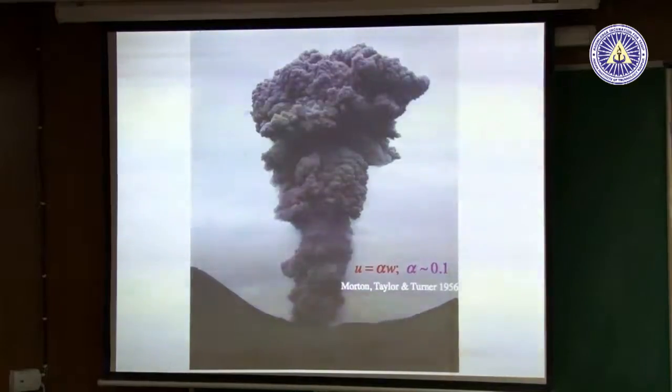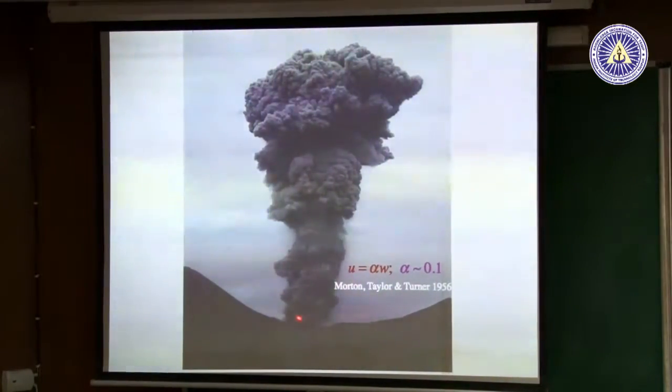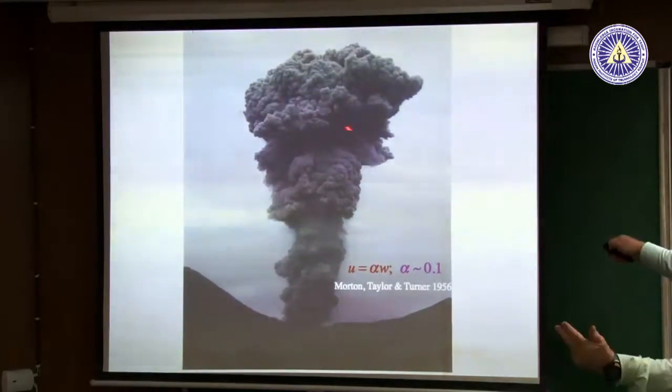This is now another example of a volcanic plume. I think this is Mount St. Helens, but it doesn't matter where it is. The point I want to make here is that all these turbulent plumes really rest on the foundation that the input velocity has to be linearly related, via a coefficient that's generally written as alpha, times the vertical velocity.